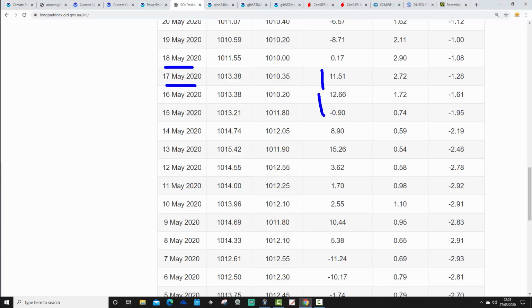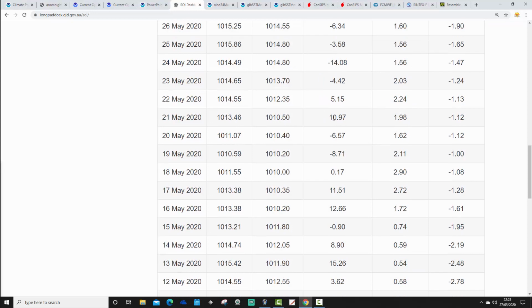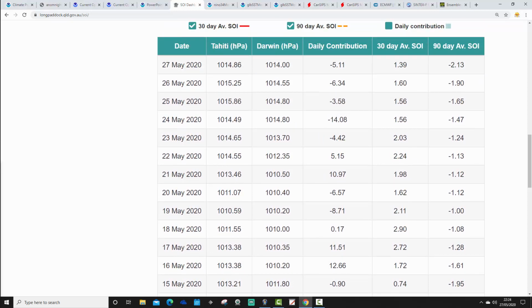These are all atmospheric SOI numbers out of 10, so the atmospheric state is kind of La Nina-esque. But the more recent days have actually got a little bit more negative again. So you've got the 21st of May coming out positive at plus 10.97, and the 22nd of May coming out positive at plus 5.15. That is, again, rather reflective of La Nina. But more recently, the 24th of May at minus 14.08 is more reflective of an El Nino type atmospheric setup.